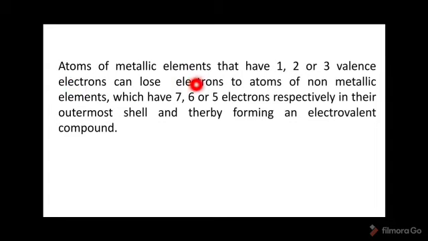Atoms of metallic elements that have 1, 2 or 3 valence electrons can lose electrons to atoms of non-metallic elements which have 7, 6 or 5 electrons respectively in their outermost shell, and thereby form an electrovalent compound. So metals transfer electrons to non-metals and they form electrovalent compounds.